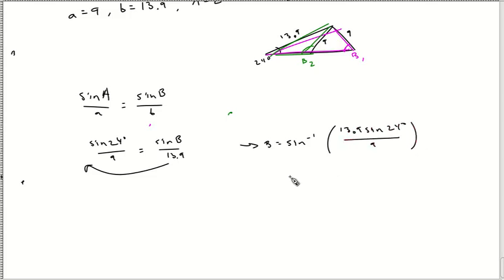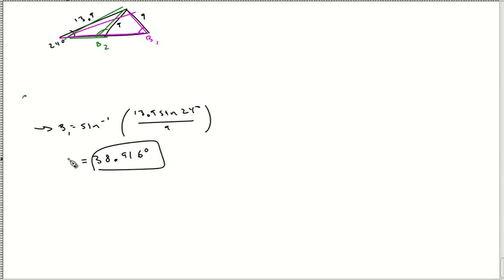Okay, awesome. Calculator, and I'm just going to give you what I have in my notes here, 38.916. It's good enough for now. So that's my B1 for sure. You're always going to get B1 first. To get B2, you're going to say 180 minus B1. And so in this particular case, I get 141.084 rounded.